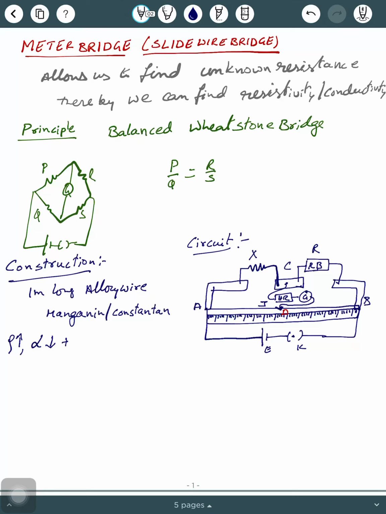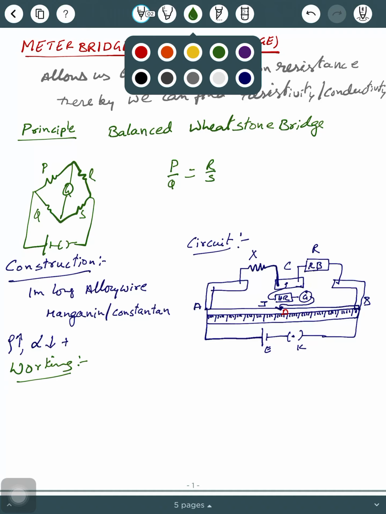Now, how does it work? Let us talk about working. What is the working principle of it? As I mentioned, it works on the principle of a balanced Wheatstone bridge. Just for your reference, no need to draw what I am going to draw now in the examination, but for your reference I am drawing it again. I want to compare this meter bridge with my Wheatstone bridge. So, let me mark 4 points A, B, C, D.